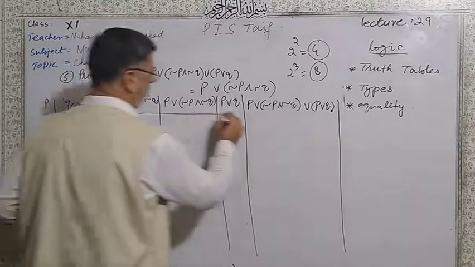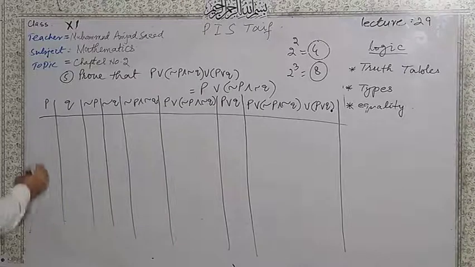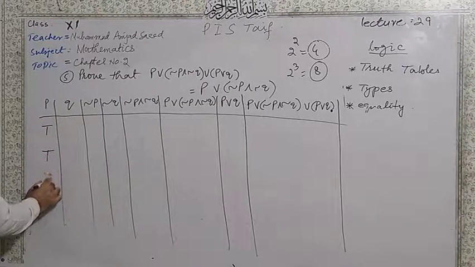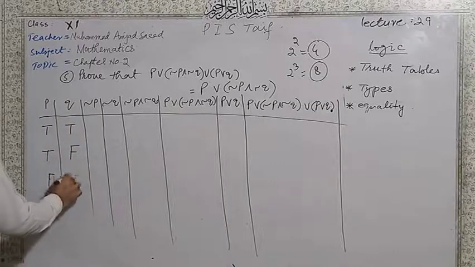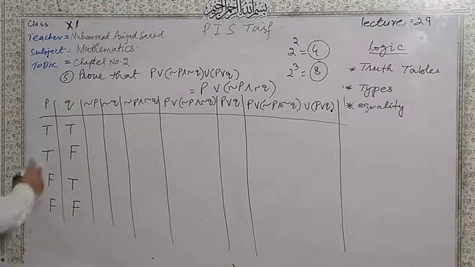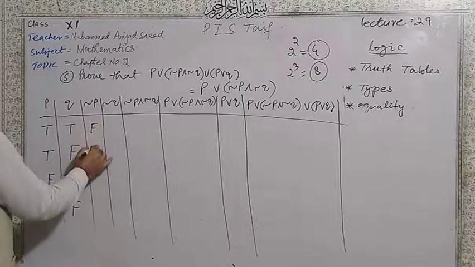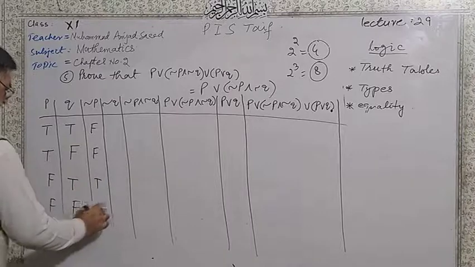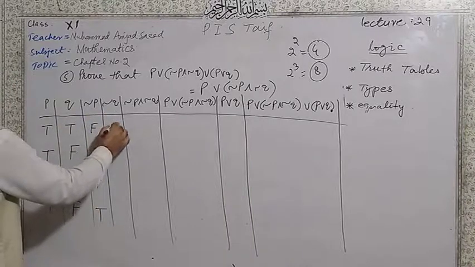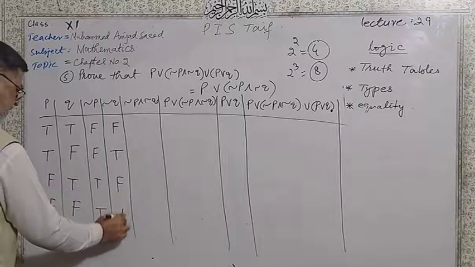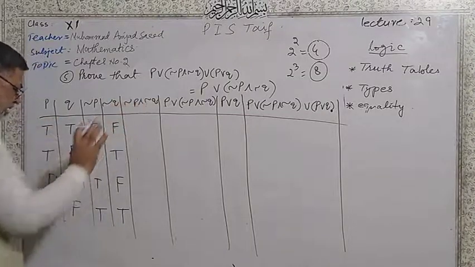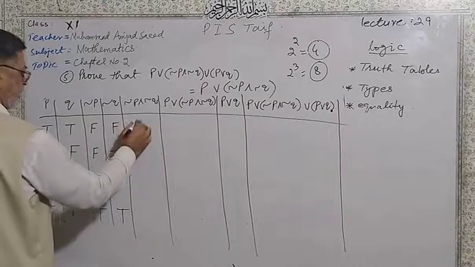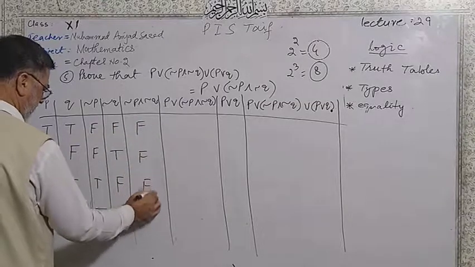You can see we have this truth table: T, T, F and F, T, F, T, F. Not P is again F, F, T and T. Not Q is F, T, F and T. Not P and not Q, and means intersection. Remember that in case of intersection, it must be present in both: F, F, F and T.